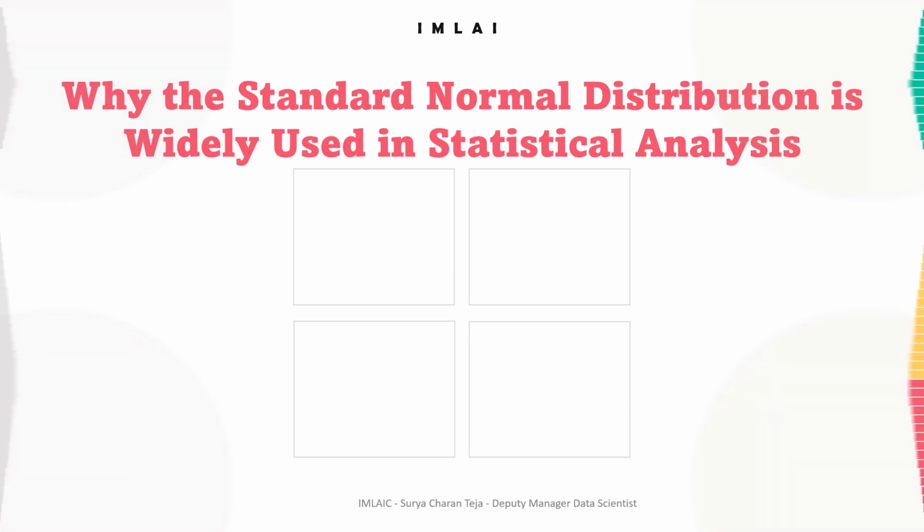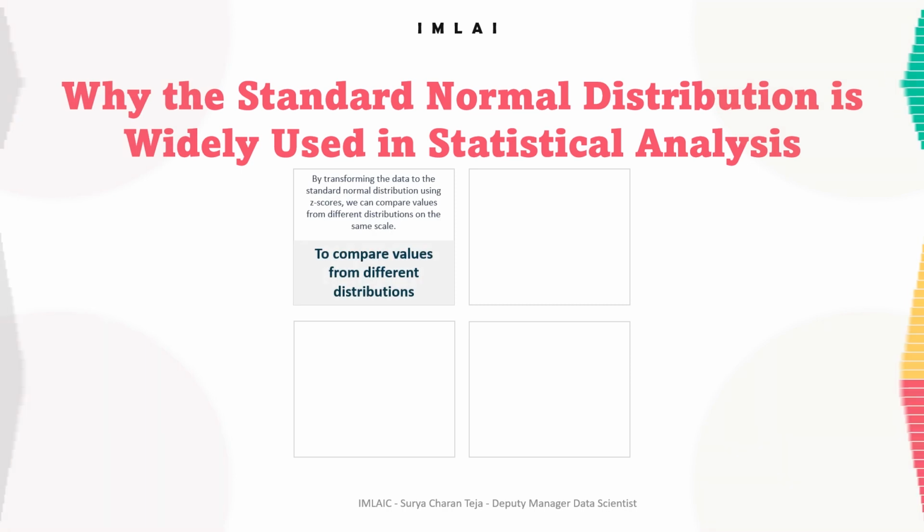Here are some of the main reasons. The first one is to compare values from different distributions. When working with different normal distributions with different means and standard deviations, it's difficult to compare the distributions directly. By transforming the data to the standard normal distribution using Z-scores, we can compare values from different distributions on the same scale.